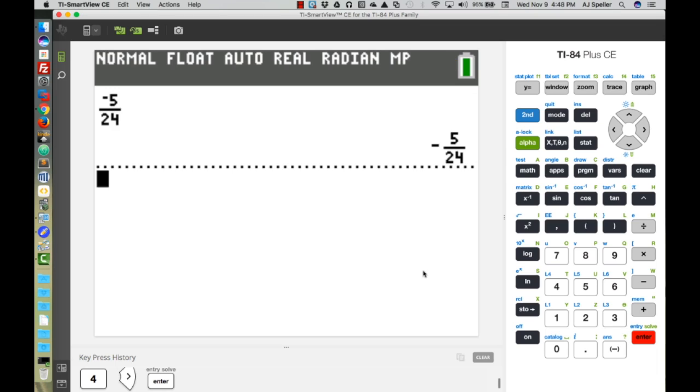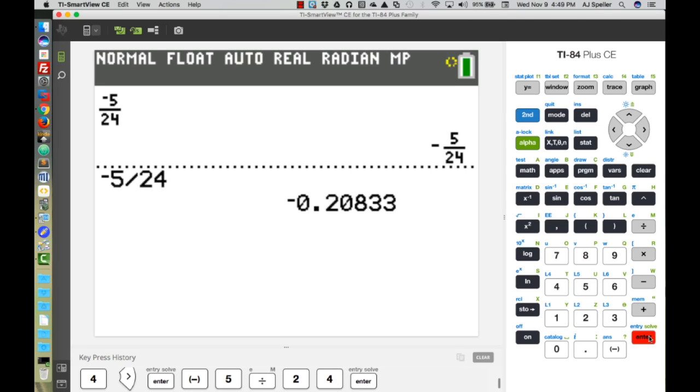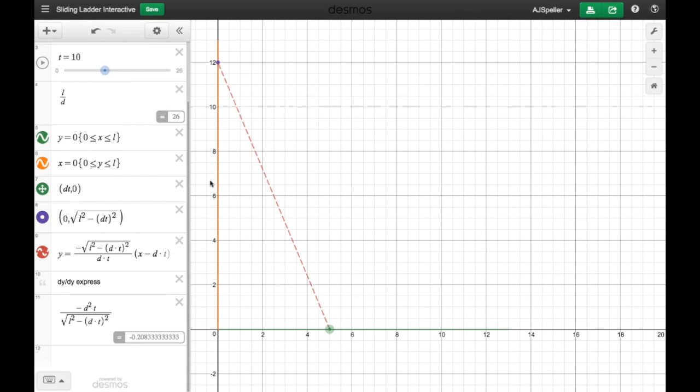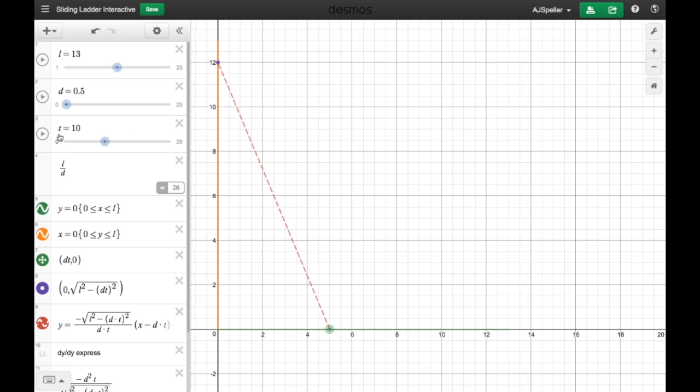So let's do that as a division problem. Let's do negative 5 divided by 24, and we see we come out with the same answer here. And the last thing I want to show is that with this model we can actually make it animate. So I'm just going to click the play button here, and we see it animating. I want to animate in one direction, so here we see it's going to always increase. And notice that the top of the ladder is moving down at a much faster rate as time goes on, and the bottom of the ladder is moving at a constant rate.